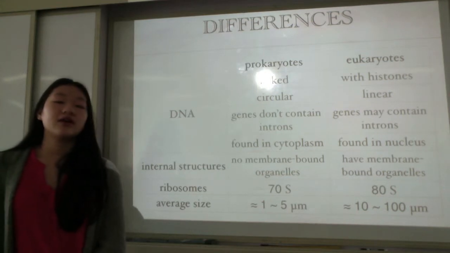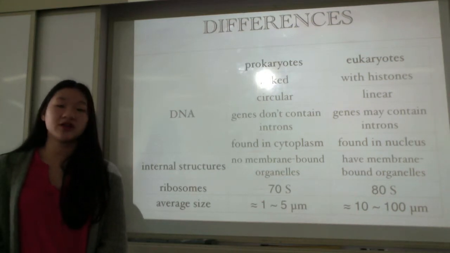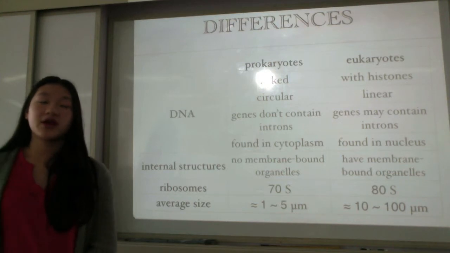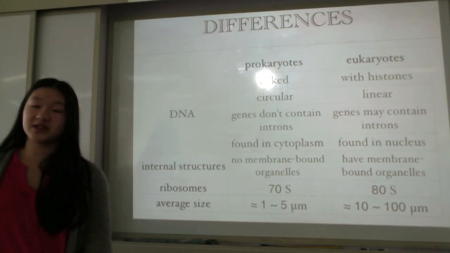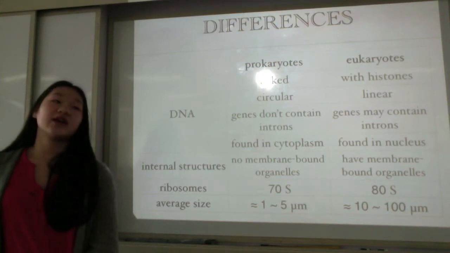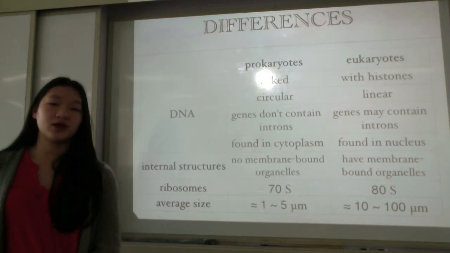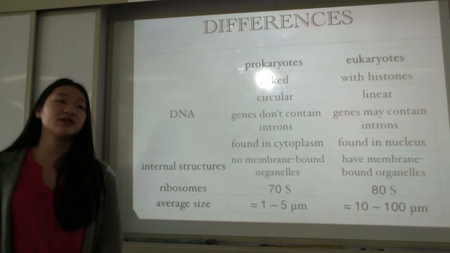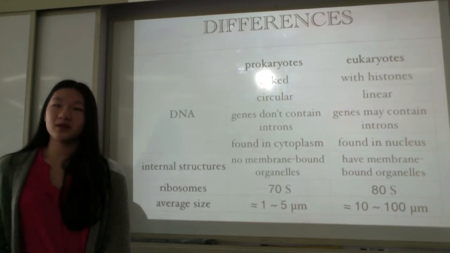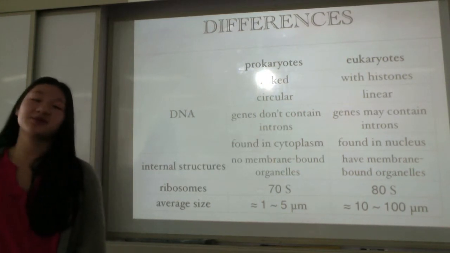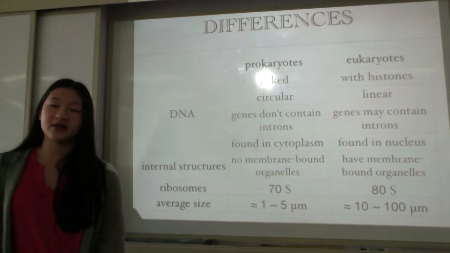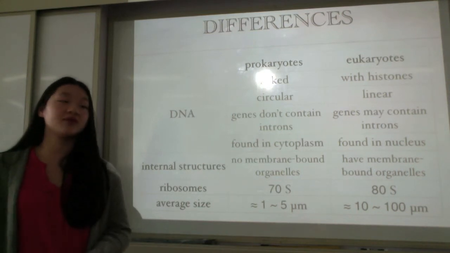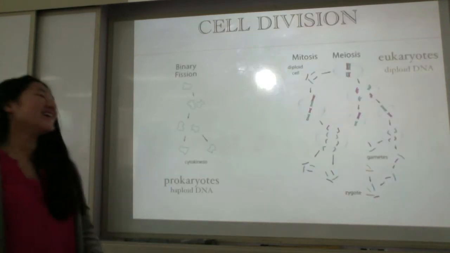And prokaryotic cells are a lot smaller than eukaryotic cells because prokaryotes are single-celled organisms such as bacteria. So they exist as an organism, whereas eukaryotes are larger organisms such as animals and plants, and have more organelles in them and are more complex.